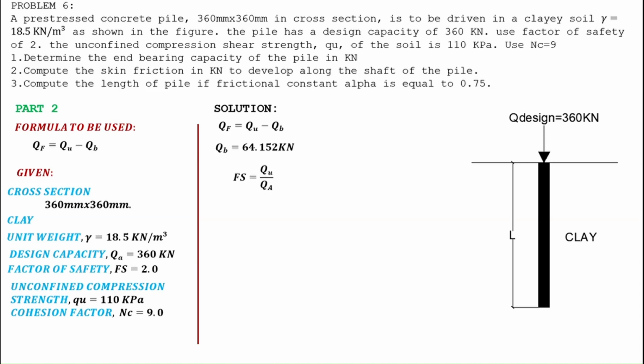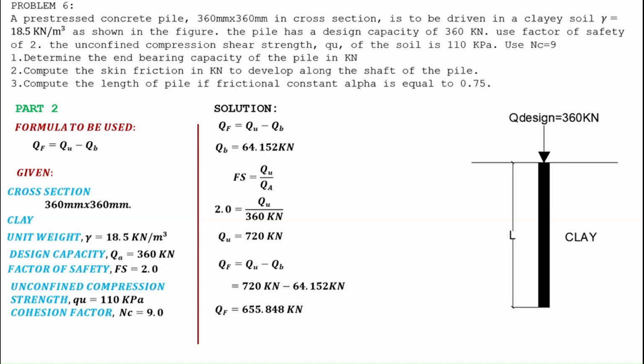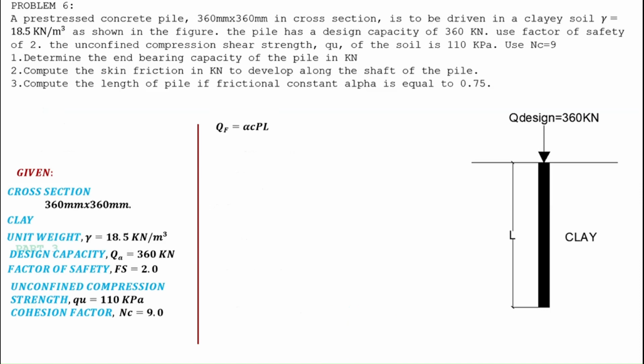For our QU, we can use the formula for factor of safety since we are given with that value. Factor of safety is equal to QU over QA. Substituting values, 2.0 is equal to QU over 360 kilonewton. QU therefore is equal to 720 kilonewton. Substituting this one to our working equation, we will get 720 kilonewton minus 64.152 kilonewton. Skin friction therefore is equal to 655.848 kilonewton.